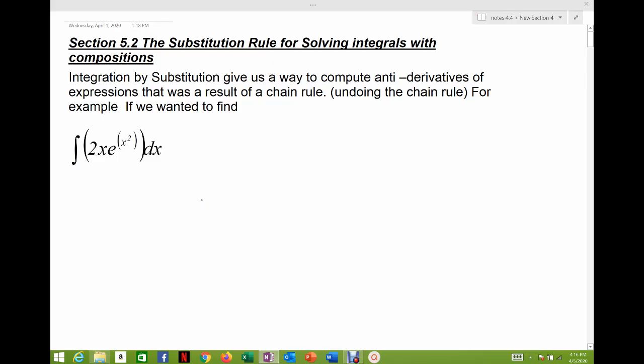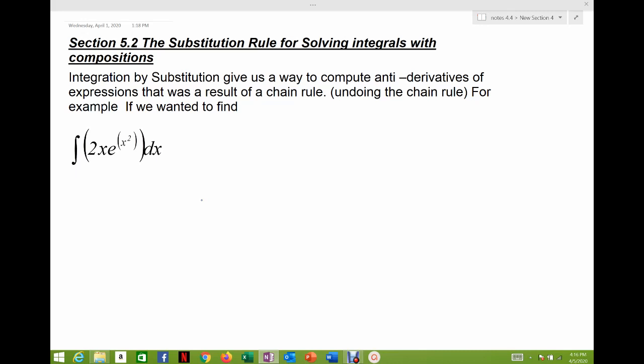All right, 5.2 is what's called the substitution rule involving integrals. What it is, integration by substitution is a way to find the antiderivative, or to work backwards from the derivative that resulted from the chain rule. This is undoing the chain rule.